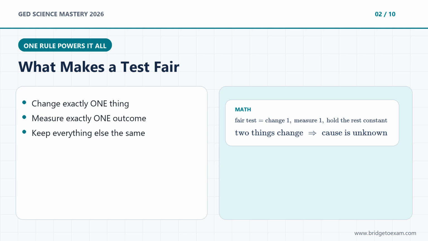Here is the single rule behind almost every experiment question. A fair test changes exactly one thing, measures exactly one outcome, and keeps everything else the same. Why does that matter so much? Because if two things change at the same time, you can never tell which one caused the result. Imagine you water one plant more and also give it more sunlight. If it grows taller, was it the water or the light? You cannot say. So a careful scientist changes one thing at a time. That is the whole game.